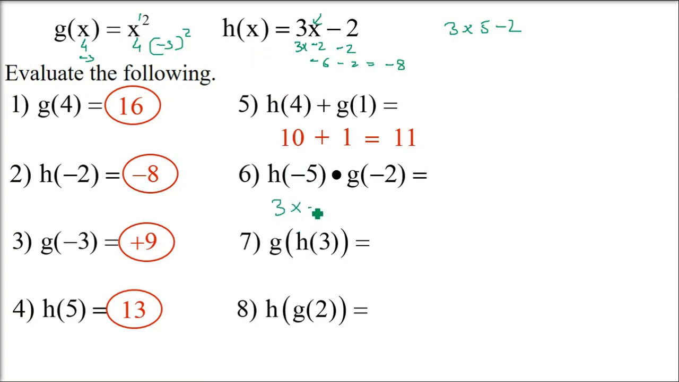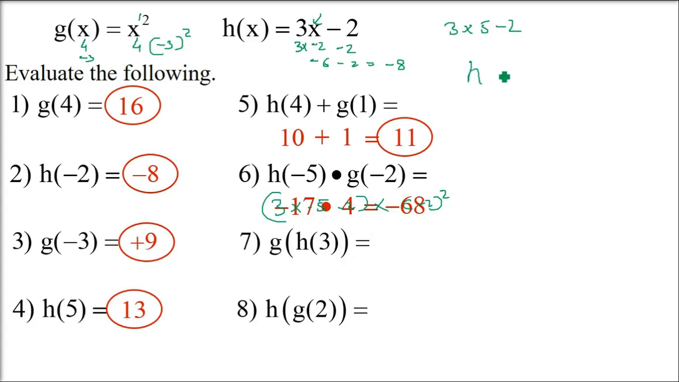H negative 5 and G minus 2. So 3 into negative 5 minus 2, multiplied by minus 2 whole square. And what do you get? This is going to be 17, the first one, H negative 5, and G negative 2. This is negative 17. What do you get here? Negative 2 square is 4. 4 into negative 17 is negative 68.